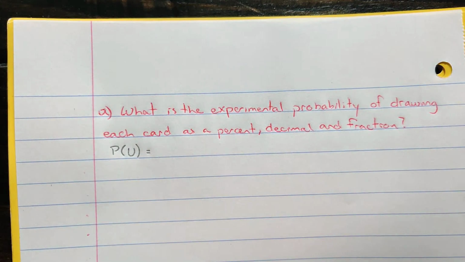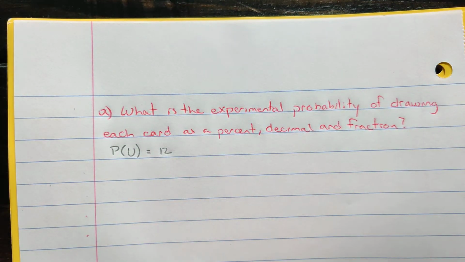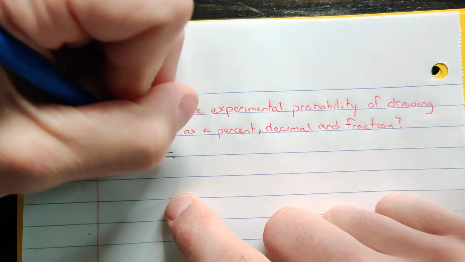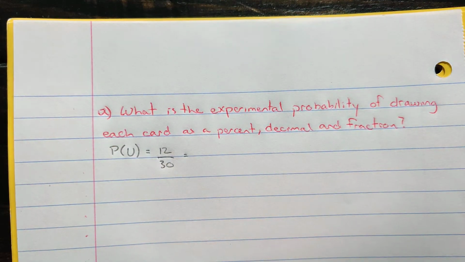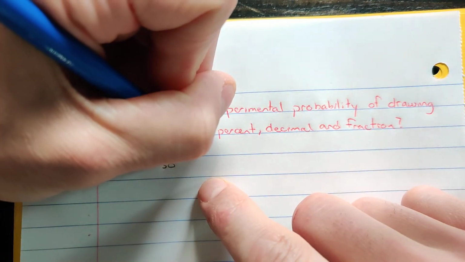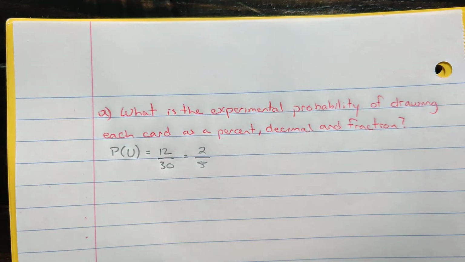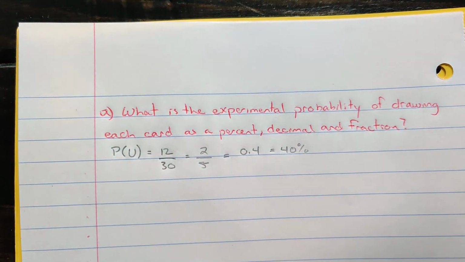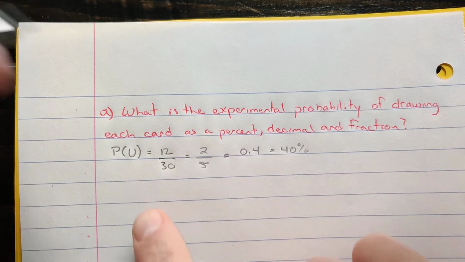So the probability of drawing a unicorn card, okay, we'll use U for unicorn as our event, is the number of times the event occurred, in this case 12, divided by the number of trials, which was 30. So we have 12 divided by 30, and that will simplify down to 2 over 5. And so 2 over 5 is then our probability of drawing it as a fraction. As a decimal, that would be 2 divided by 5, or 0.4. And as a percent, that would be 40%. We multiply that by 100. So there's the probability of a unicorn card. 40% of the time you'll draw a unicorn card.